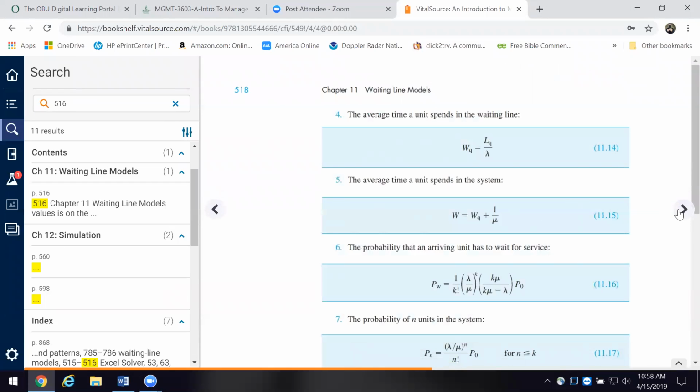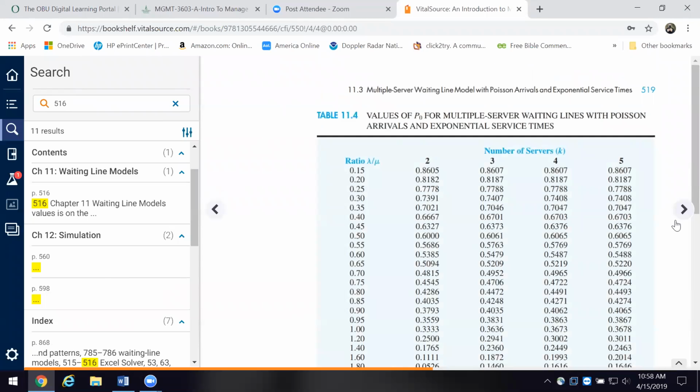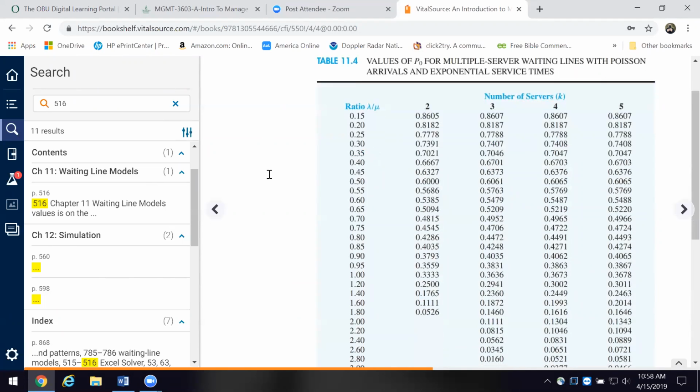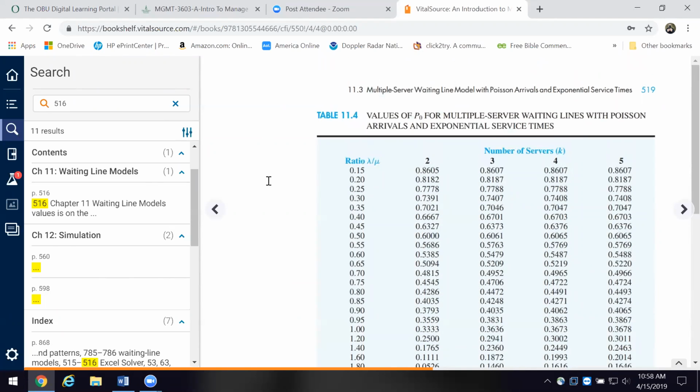It's 18. We're good. Now, let's stop at that for a moment and let's talk about this table 11.4. Here they give us values for multiple serving lines with Poisson arrivals and exponential service times. What they're saying is basically we're going to look at the ratio, and then we'll look at the number of servers.